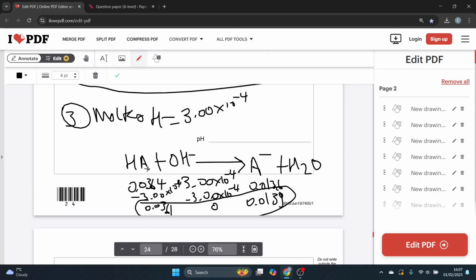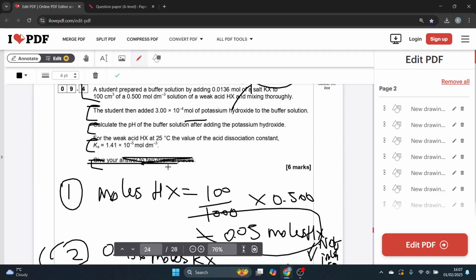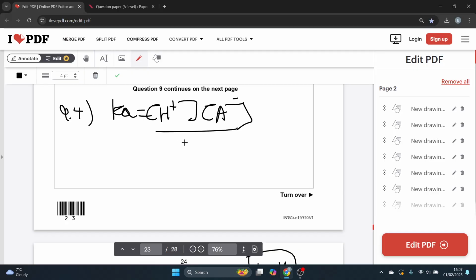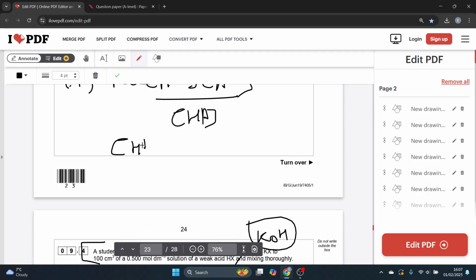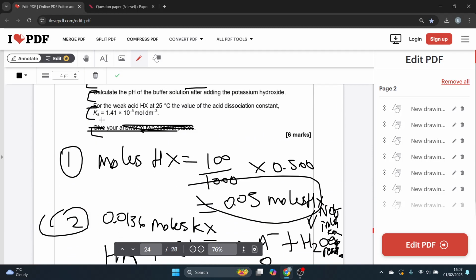Now I know Ka is H plus times A minus divided by HA. I want to find H plus because ultimately I want pH, and pH is minus log 10 of H plus. So H plus equals Ka times the concentration of HA divided by the concentration of A minus. And I know Ka is that.